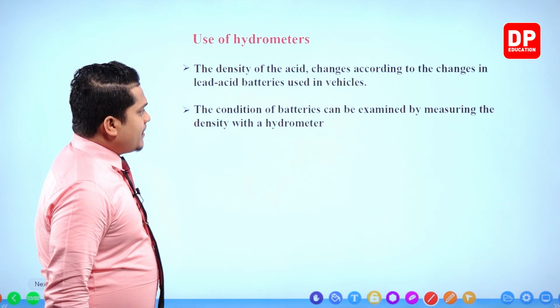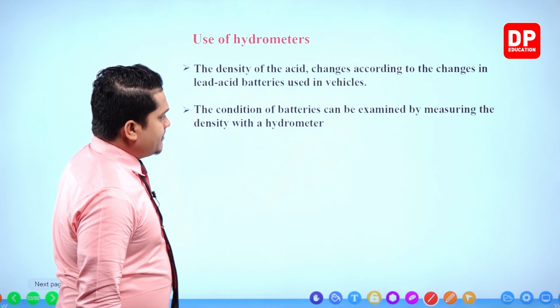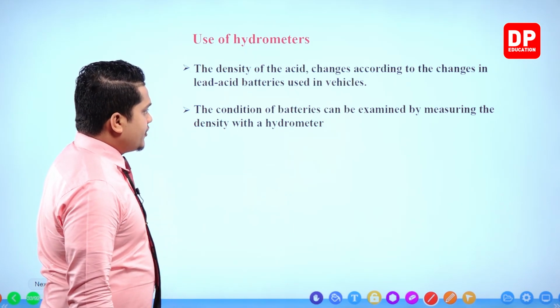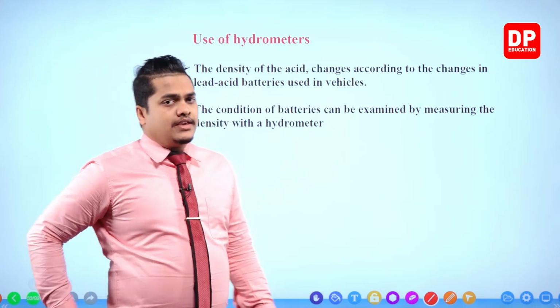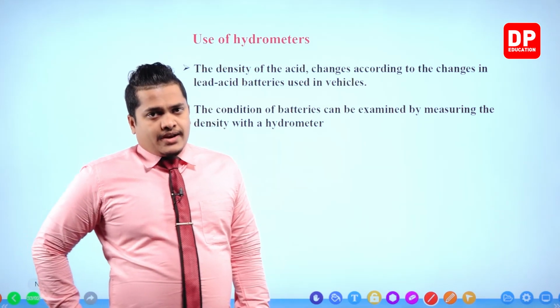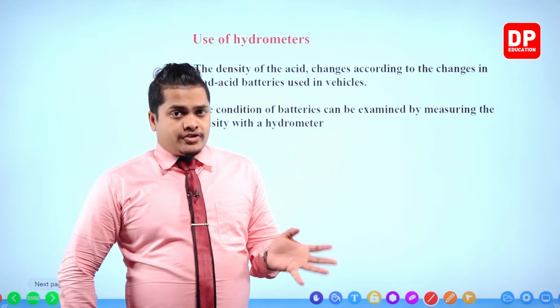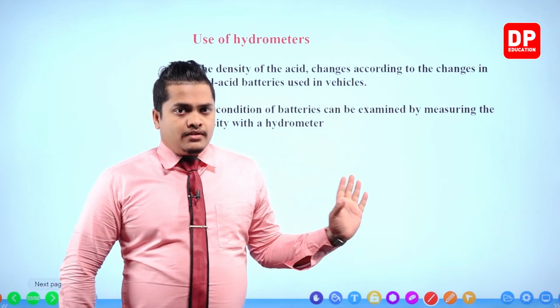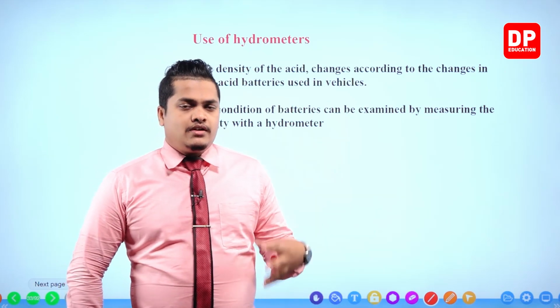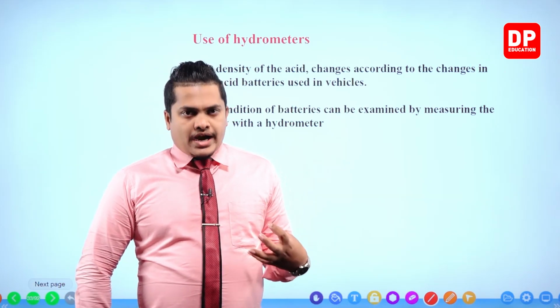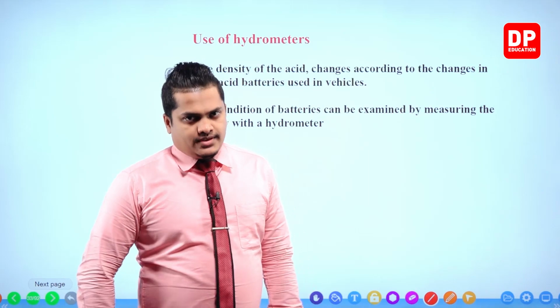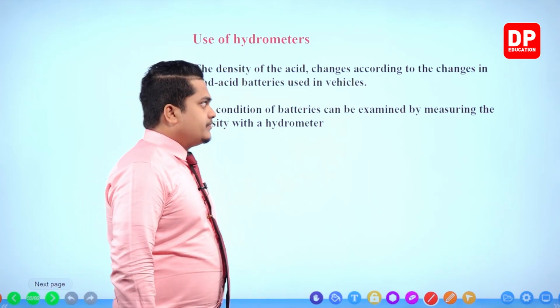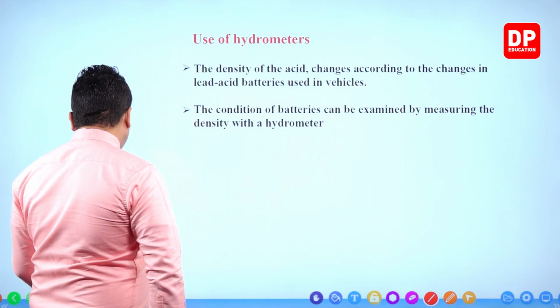The condition of the batteries can be examined by measuring the density with a hydrometer. So the condition and the status of the battery can be determined by the density of the liquid, my dear children. So here we use the hydrometer in order to measure the density. Right, then the next use.